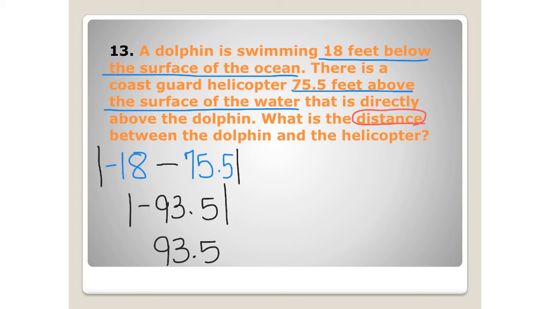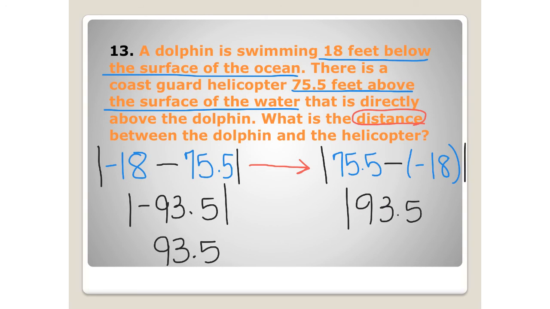But remember at the beginning, we also talked about how there are two expressions. So let's change this expression into its other. It will still have absolute value. It will still be subtraction, but we are going to flip-flop those two numbers. Let's bring the 75.5 to the front and the negative 18 to the back. When I do this, I have a 93.5 and find its absolute value, and I still have 93.5.